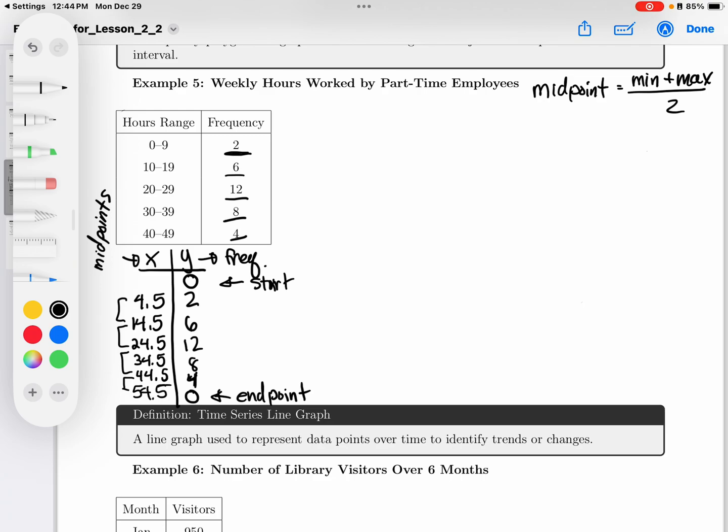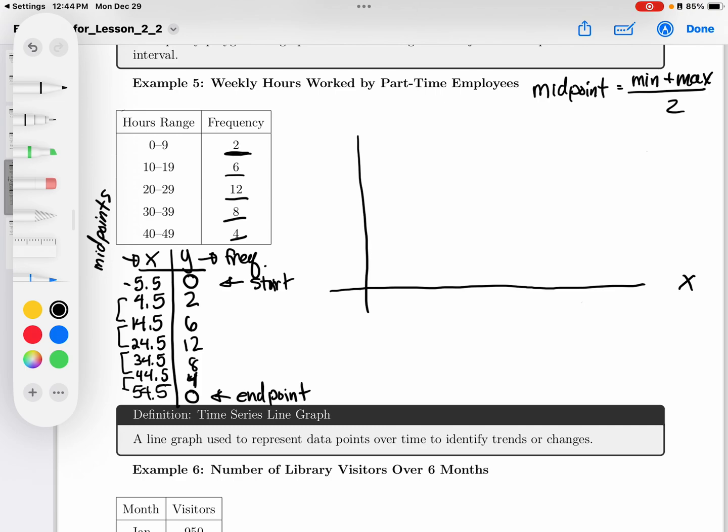Now, for our starting point, we have to go backwards, and I'm going to subtract 10 from 4.5, and that's going to give me a negative 5.5. So that's going to give me my starting point and my ending point. I'm just going to extend my class width in either direction. All right, so now we're going to make our graph.